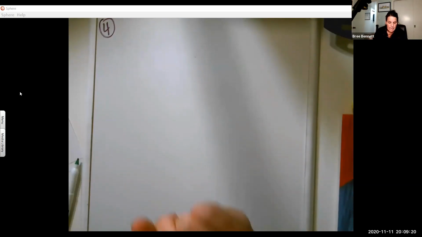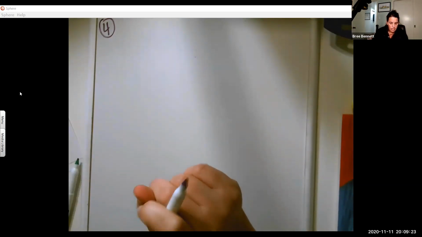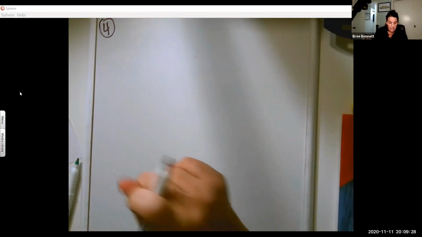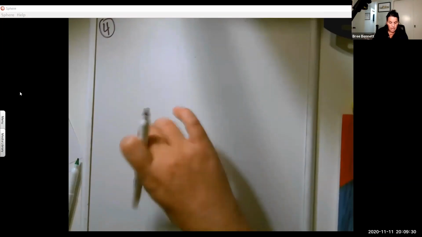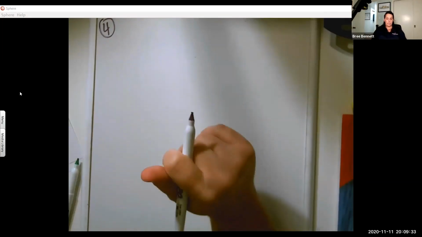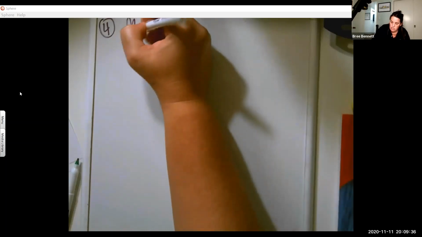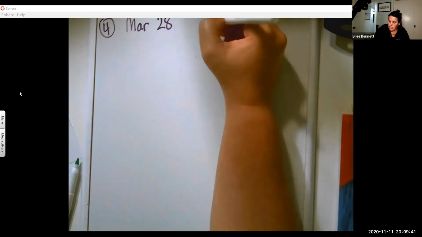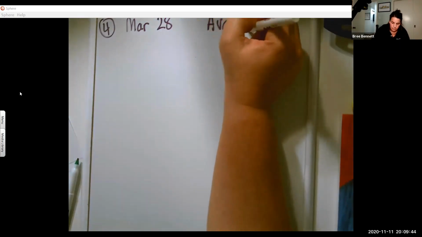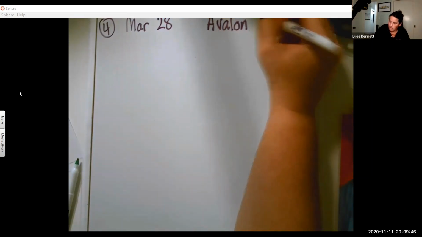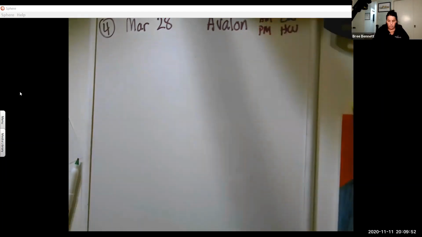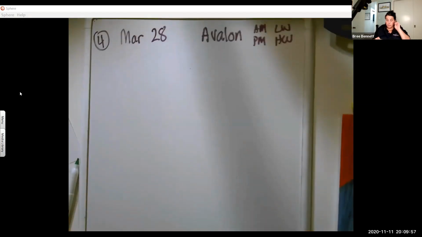Okay, we are planning a trip to Avalon this weekend. You need to make sure you have enough scope on your anchor chain. When and what are the AM low water and the PM high water in Avalon on March 28th, 2019? We're looking at Avalon. We want the AM low water and the PM high water.